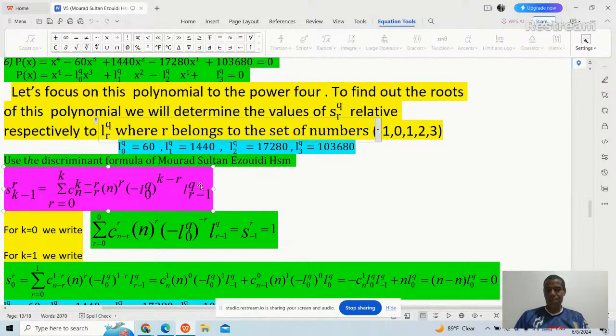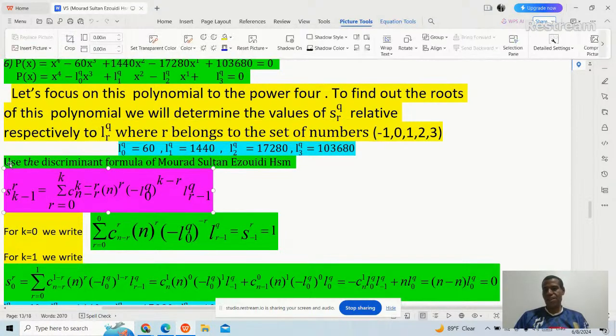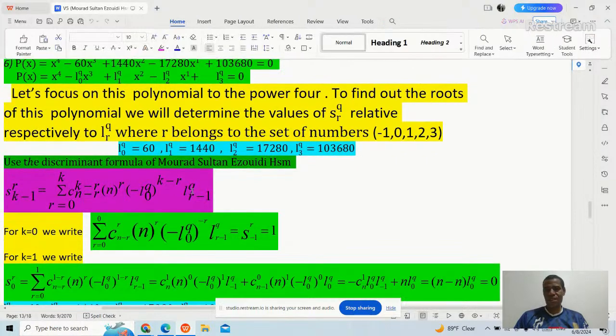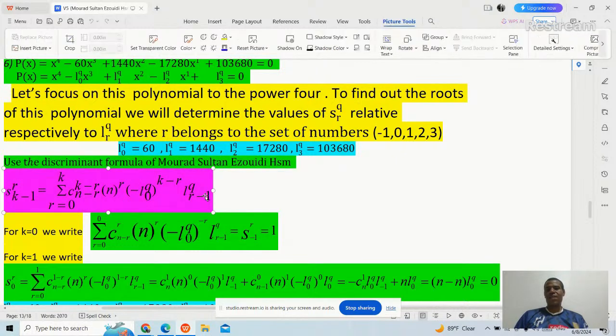I'll just put this here and make a copy of it. I need it. Now, learners, this is the discriminant formula of Mourad Sultan Ezouidi. So let's start working now. I will put k equals 0 to find the value of S_-1, which for all the roots is 1, by convention.